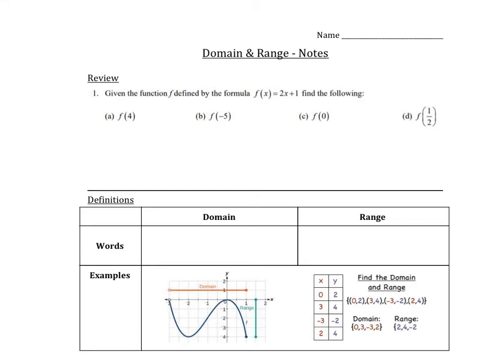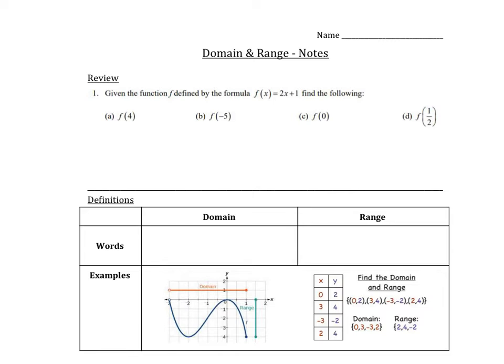In this lesson, we're going to be talking about domain and range. But before we do that, let's review function notation that we talked about in our last lesson. So, given the function f defined by the formula f of x equals 2x plus 1, find the following. All right, so we'll do one together, and then I want you to try the rest of them on your own.